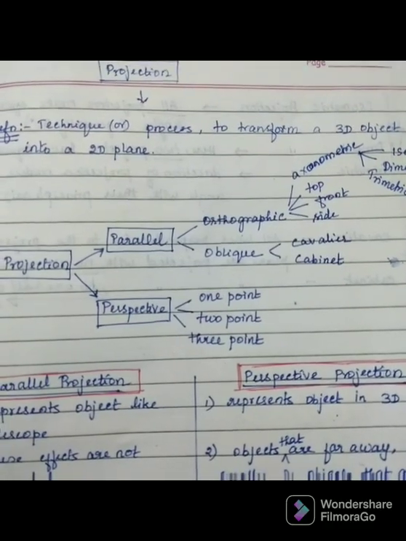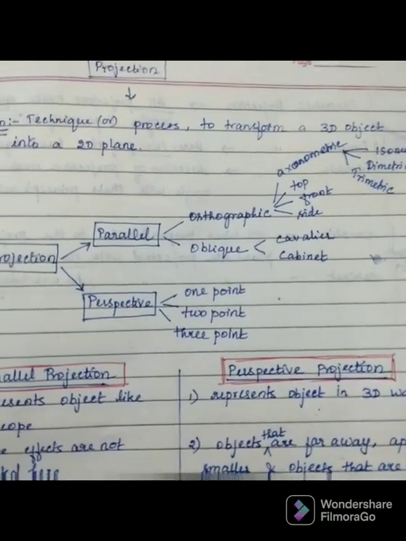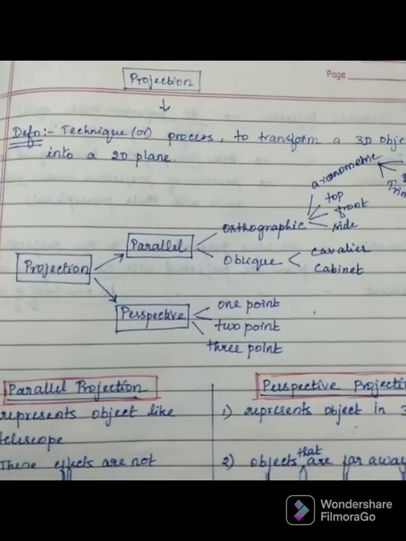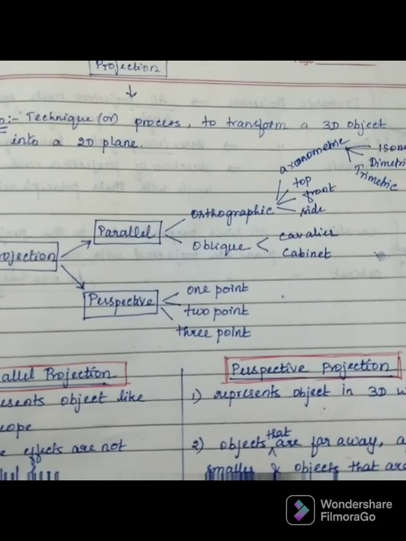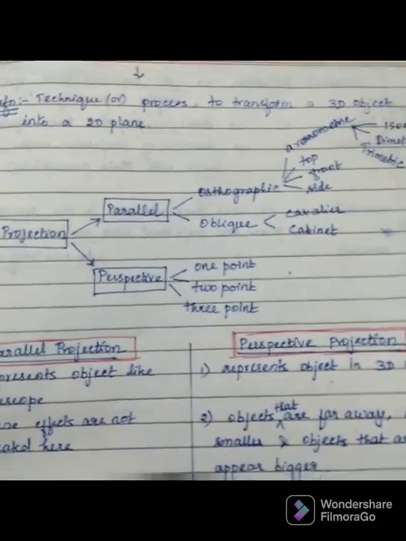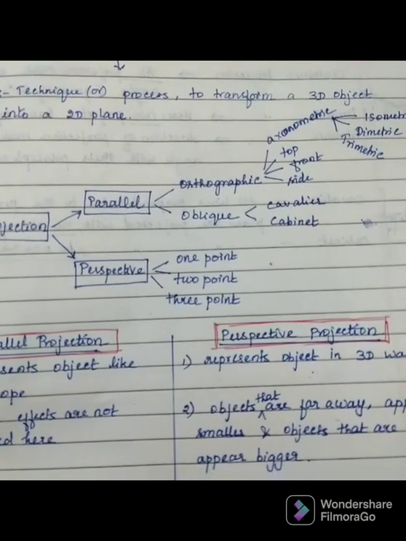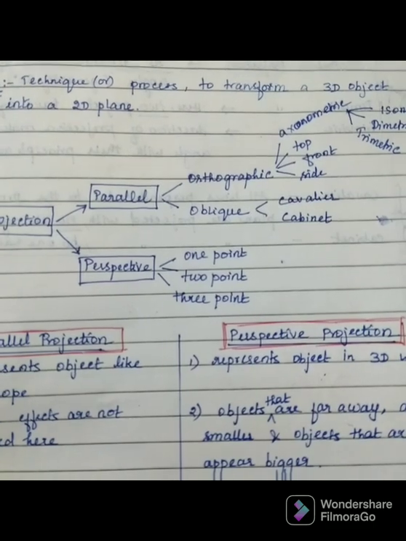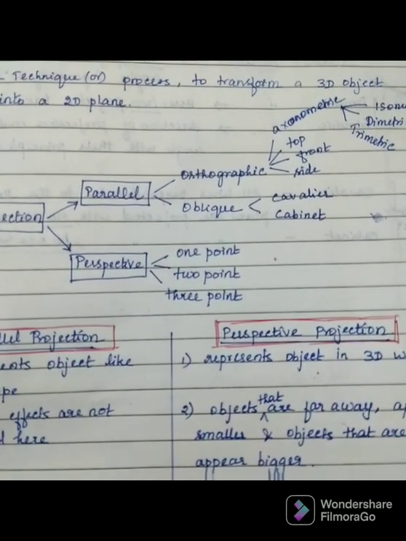Let's see parallel and perspective projection in detail. Projection is mapping 3D points to a 2D plane. Parallel projection is used by architects and engineers for creating drawings. It displays pictures in their true shape and size.